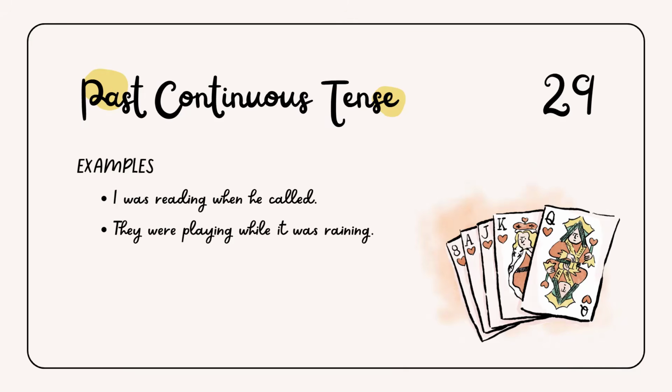So now moving on to the next example, they were playing while it was raining. So here both the actions are simultaneously happening and both the actions are in progression. So we need to remember that the keyword when comes before a simple past action and the keyword while comes before a continuous action. Keep this in mind.